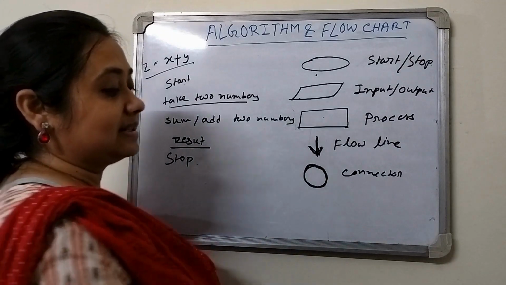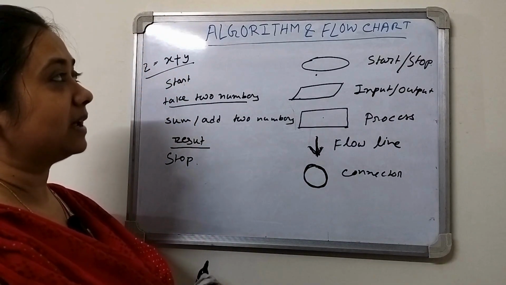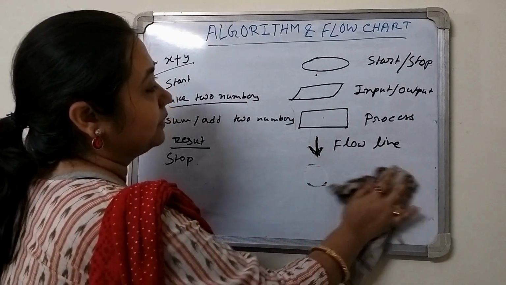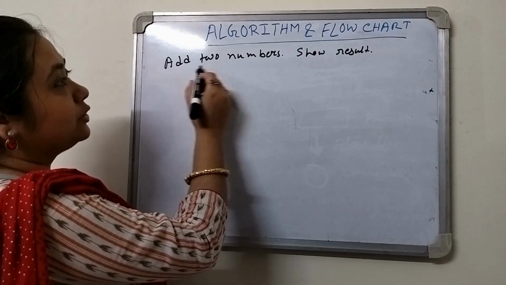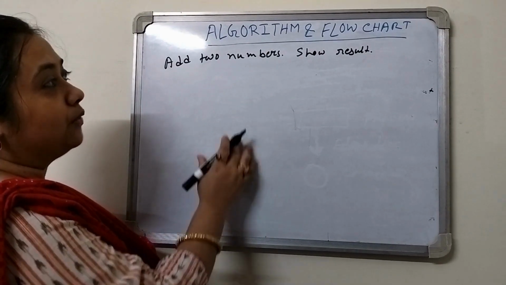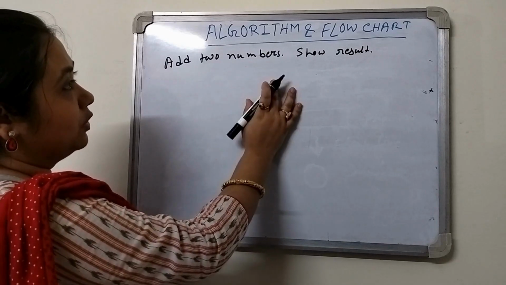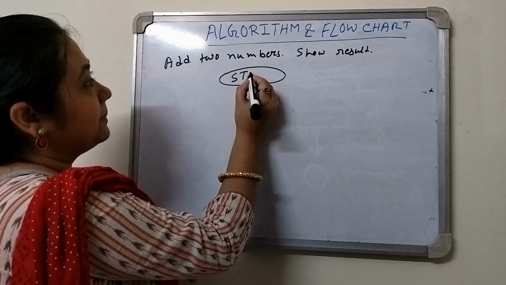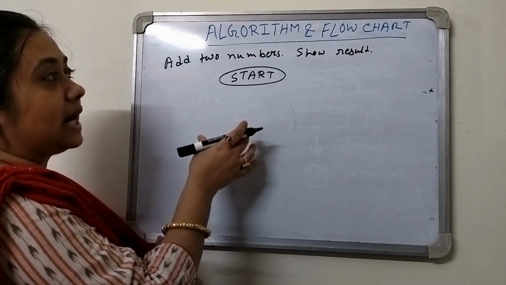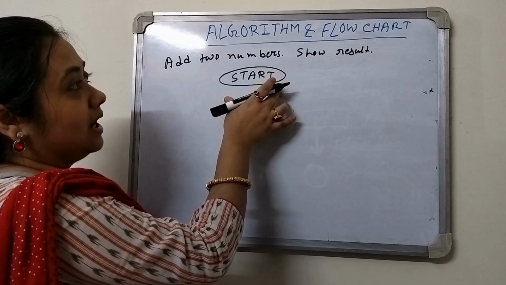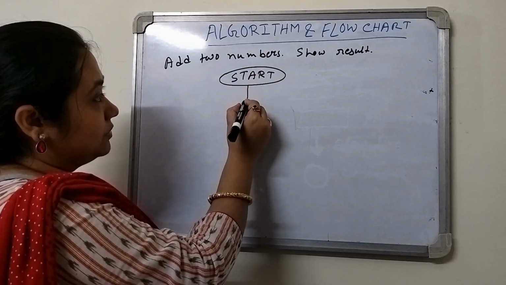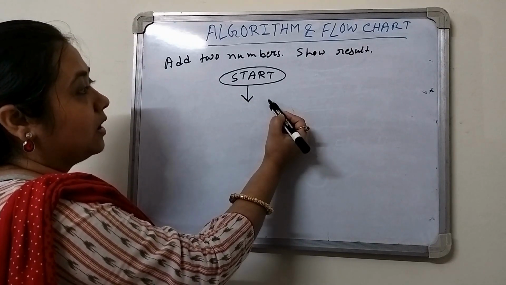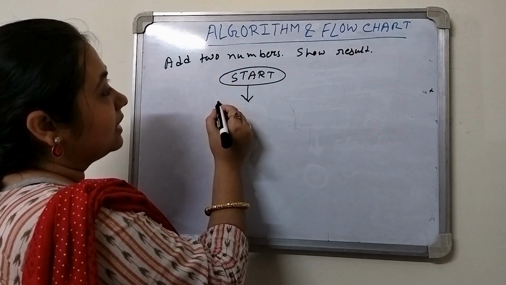So now we can give some little example of the flowchart. Now let's give an example: add the two numbers and show the result. So what will be the flowchart of this program? We write this oval, which represents the start of the program, the start of the flowchart. Next we draw a flow line, that means from this step we are going to the next step. What will be the next step? We are taking the input.